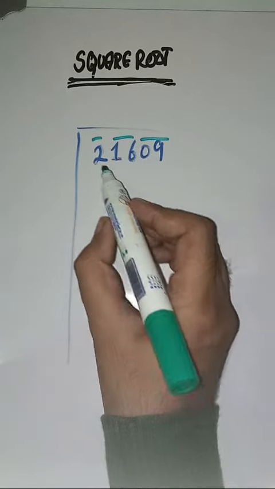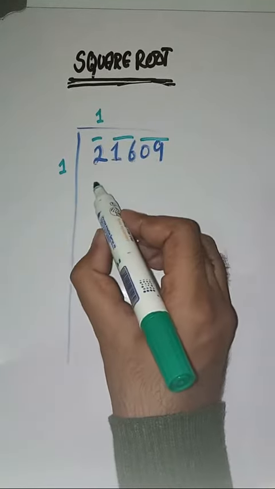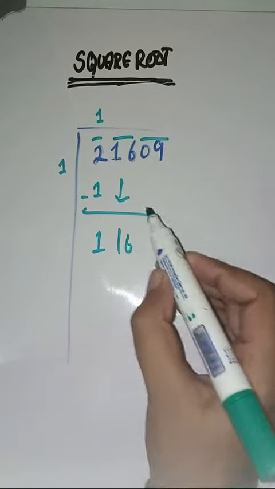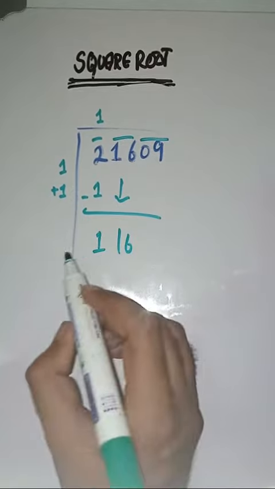So we will start with 1. 1 ones are 1, minus करेंगे, हमारे पास आ जाएगा 1. नेक्स्ट पेयर है हमारे पास 16. इसको हम नीचे ले आएंगे. यहाँ पे करेंगे हम 1 plus 1 which is equal to 2.